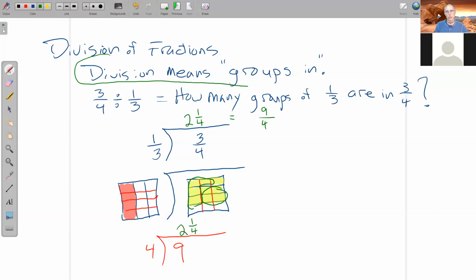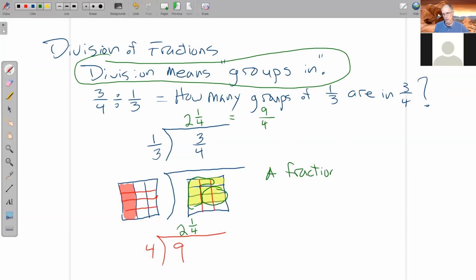Why do I get 9/4 or 2 1/4? Because of 2 reasons. 1, division means groups in. How many groups of 1/3 are in 3/4? And the other is a fraction is an equal part of a whole. I had to use that to draw this picture. Okay, so these two facts here allowed me to figure out what the answer is. And an algorithm is another thing we'll talk about in a minute.